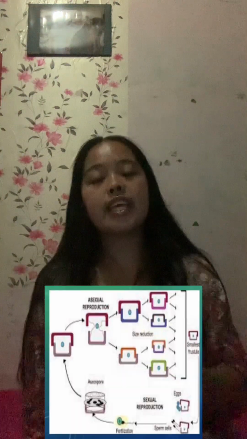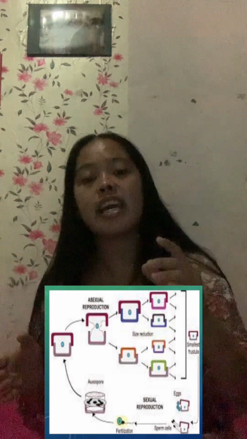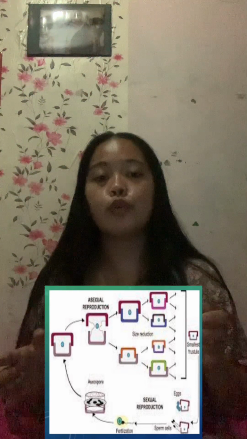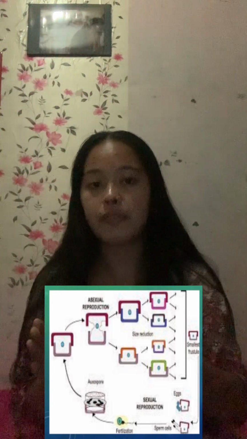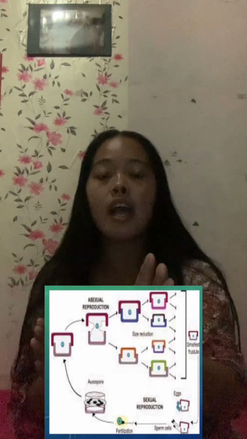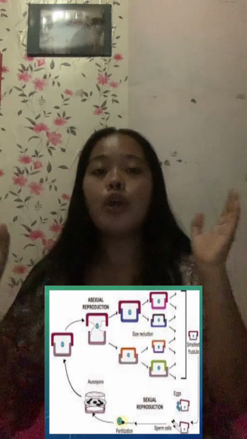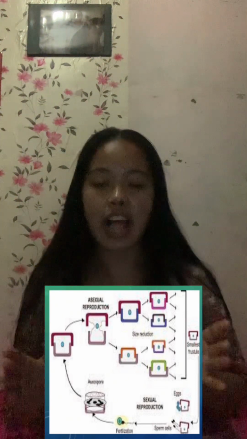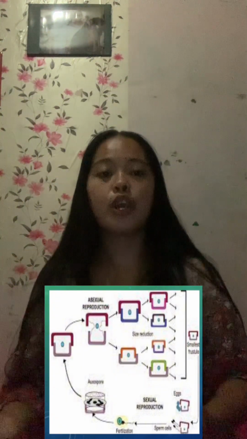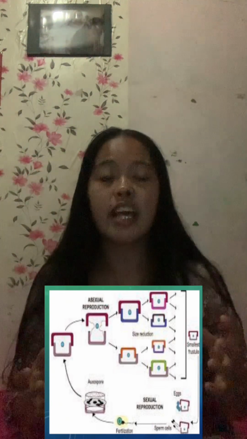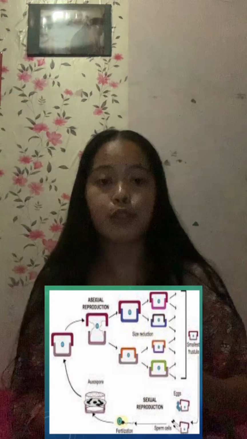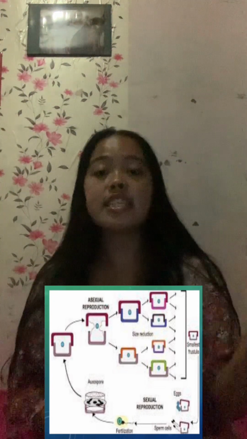In the life cycle of the Bacillariophyta, we can see in this picture, first the egg and the sperm. Then they go through sexual reproduction, fertilize, and go to the auxospore formation. After that, they do the asexual reproduction. Then they divide themselves into 2, 4, or 8. After that, they become the smaller frustule.